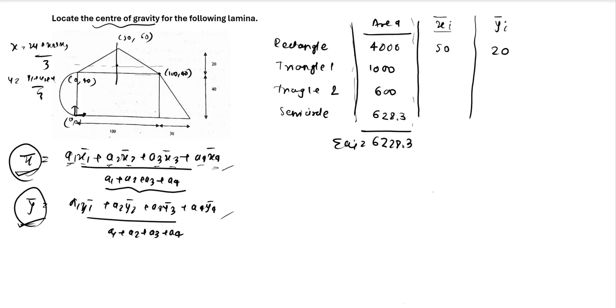This is the simplest form of center of gravity calculation for a triangle, so you can directly apply this. We have 100 plus 50 plus 0, which is 150, divided by 3, which is 50. So in the x direction, it becomes 50.